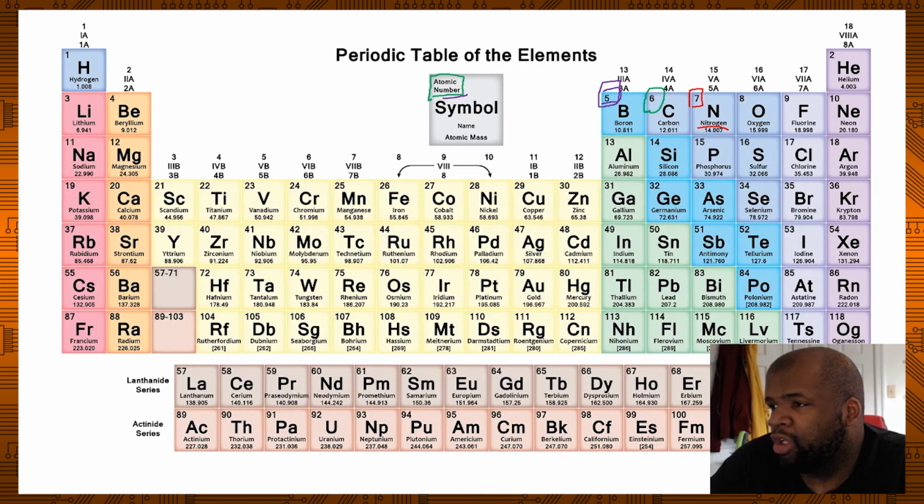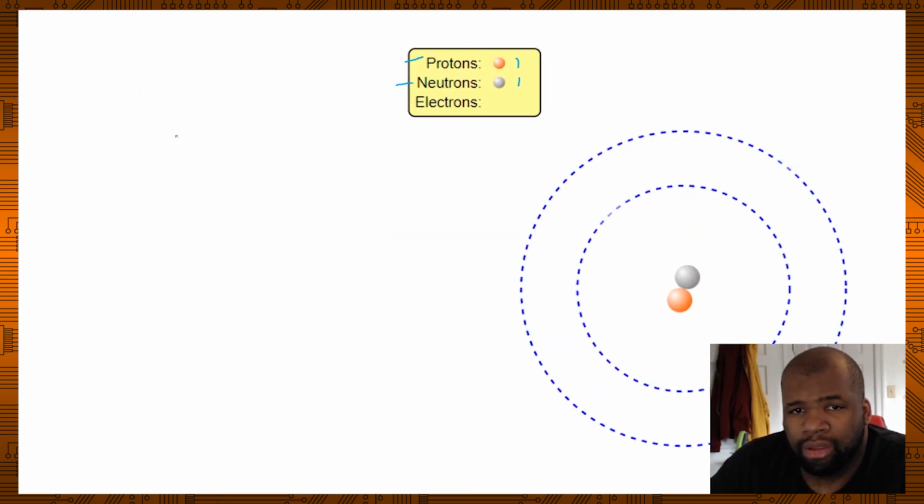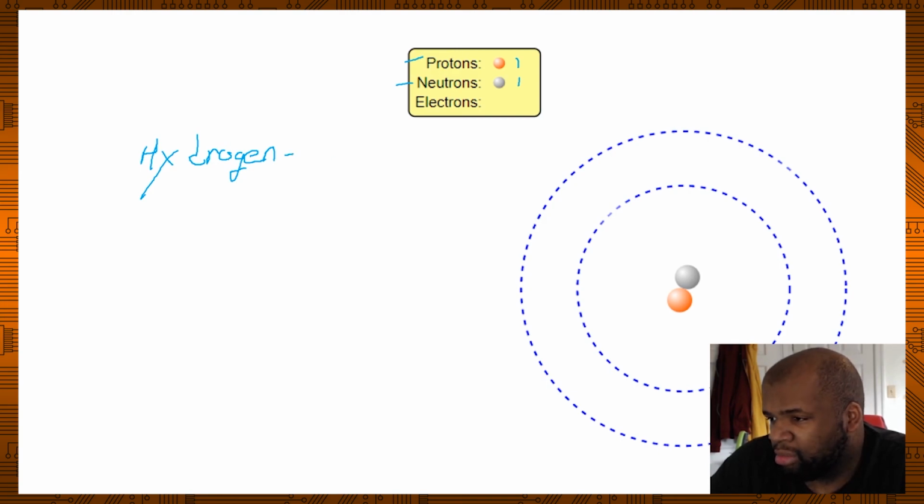So now let's flip back. Boom, boom, boom. What has 1 proton? Well, hydrogen has atomic number of 1. So we're working with hydrogen. That's fine. It's good enough. So we have hydrogen. I cleaned it up a little bit, but we know that we have hydrogen.